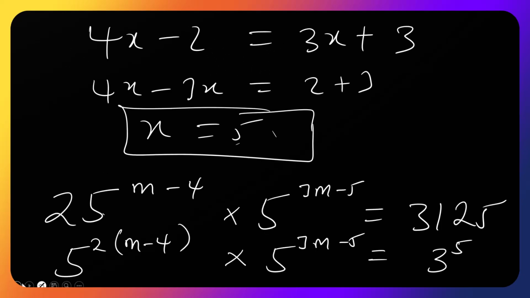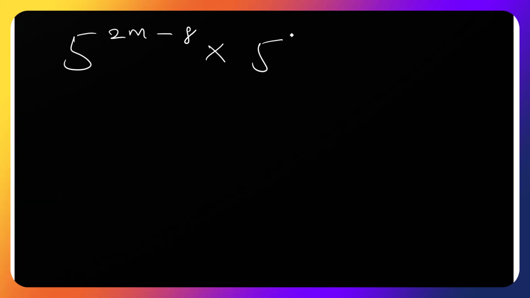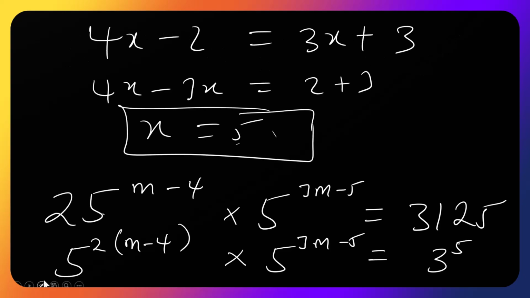2m minus 8 times 5 raised to 3m minus 5 equals to 5 to the power of 5. Sorry, 5 to the power of 5. Oh, sorry. It's 5 to the power of 5, not 2 to the power of 5. Sorry for that.